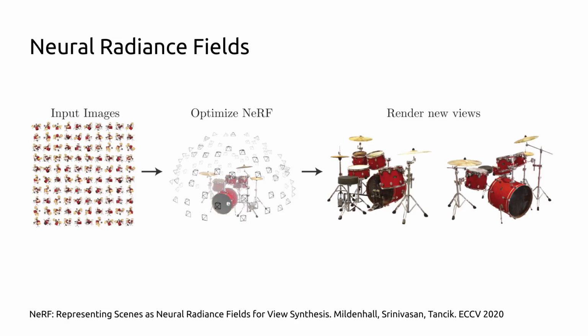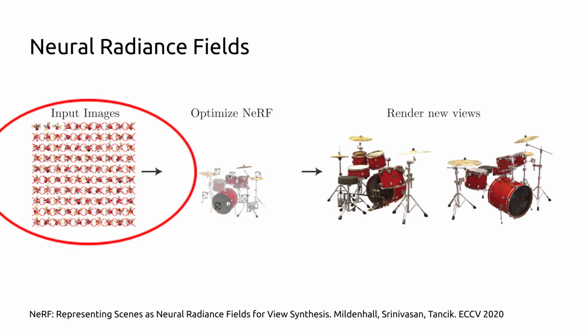While NeRF requires a dense coverage of the scene in the order of 30 to 100 images as input, the goal of this work is to investigate and improve its performance when only a few views, say 3 images, are given as input.